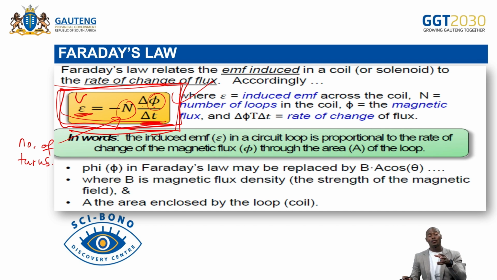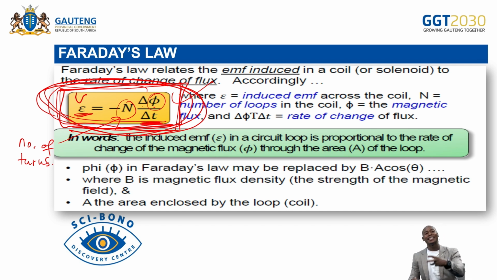We want to induce EMF, or current, in a coil. How is it induced? As long as there's a changing magnetic field, EMF is induced in a coil, or current is induced in a coil. And that induced EMF is directly proportional to the rate of change in magnetic flux linkage. This is Faraday's law in symbols: E equals negative N change in phi over change in t.